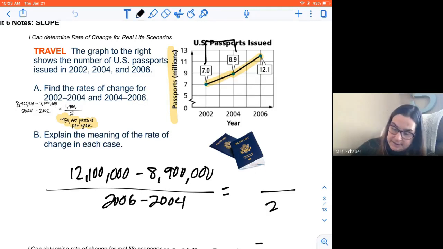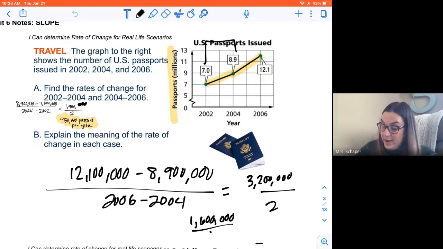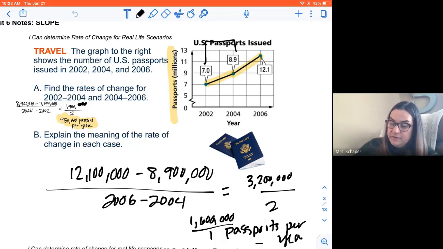I just realized I'm missing a couple of zeros over here. And so I'm going to have 12.1 minus 8.9. So 3,200,000 passports over 2 years, which when I divide that out, I get 1,600,000 passports per year.